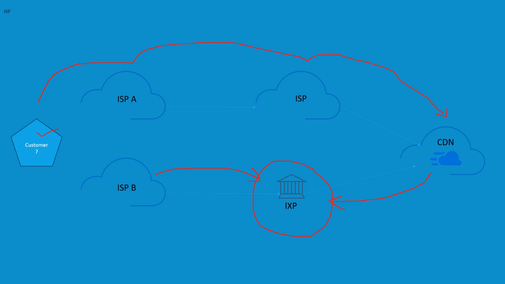If I take a look at these paths, which one seems better to me? Obviously, as a customer, I will choose the ISP which is connecting to the IXP, which can give us reliable services while connecting to the CDN services. So this IXP is going to play a major role here.